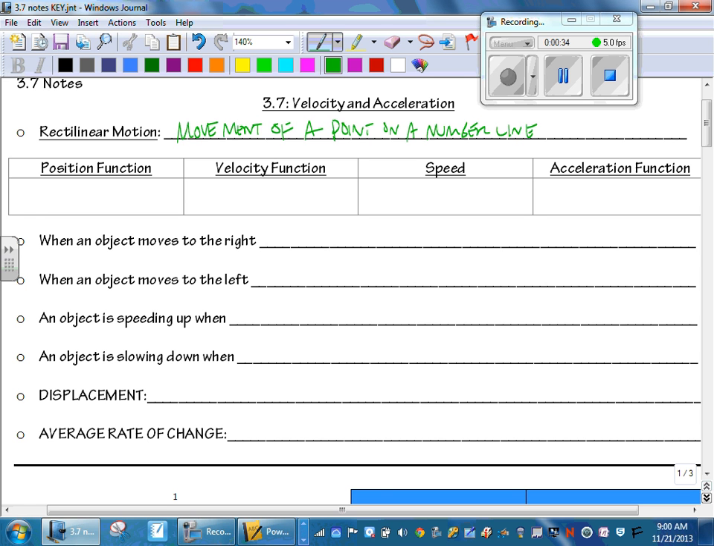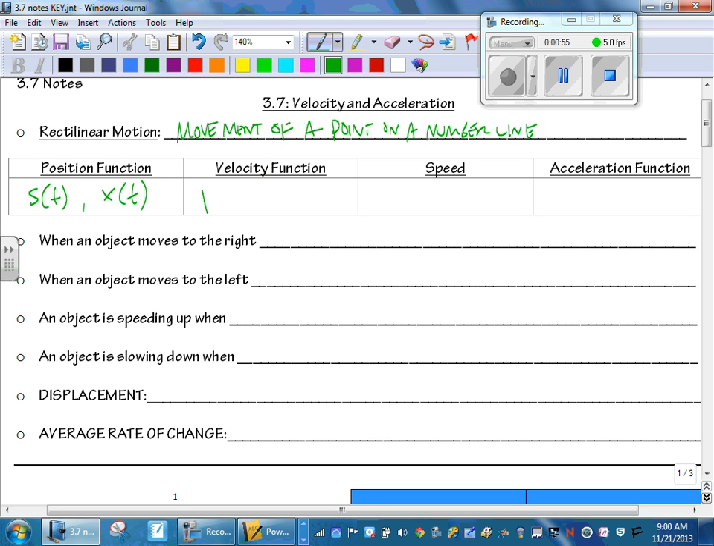Remember from before we talked about the position function, most of the time we have seen it as s of t for our function. Sometimes you're going to see it for these types of problems as x of t, because it's like moving along the x-axis. But a lot of times we'll see s of t, but just so you know, x of t means the same thing, position on the x-axis.